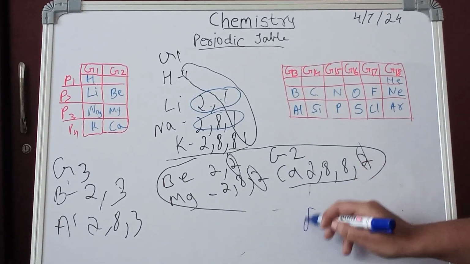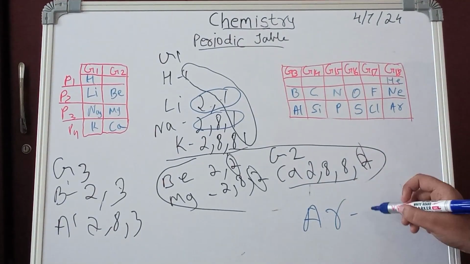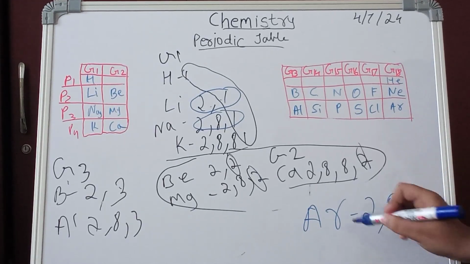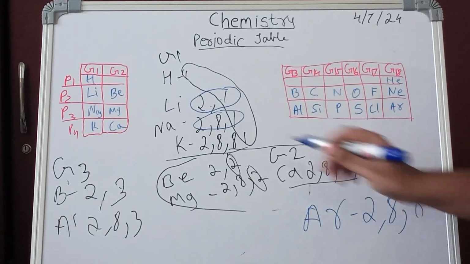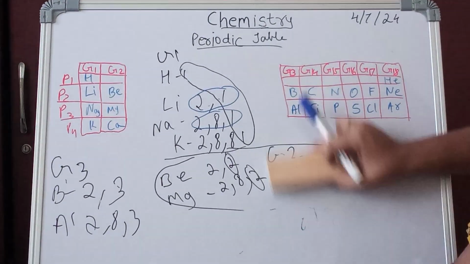Even for argon, what is the atomic number? It's 18. 2, 8, 8. It's 3, so it's placed in period 3. So the same thing holds for all of them. Did you understand? Okay.